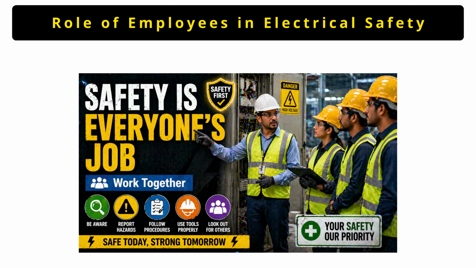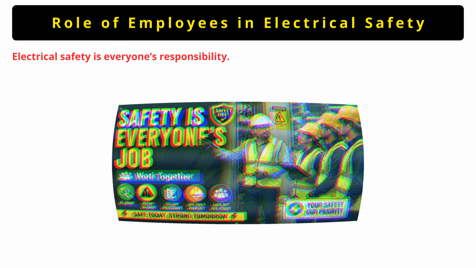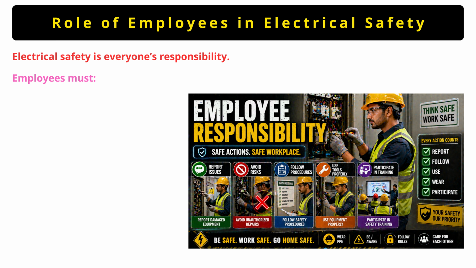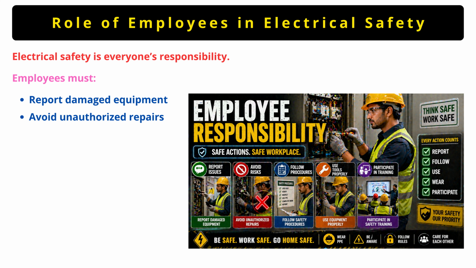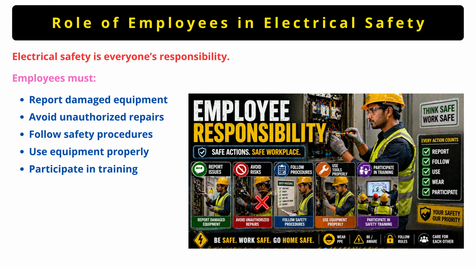Now let's talk about the role of employees and management in electrical safety. Electrical safety is everyone's responsibility, it is not a single person's responsibility. The first one is employees. What are the duties or role of employees? Employees must report damaged equipment if they find it, avoid unauthorized repairs, follow safety procedures, use equipment properly, and participate in training. So these are the employees' duties or roles.